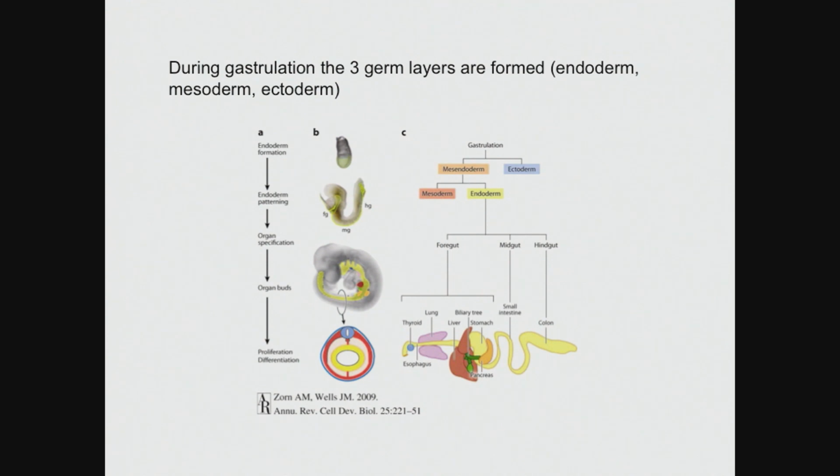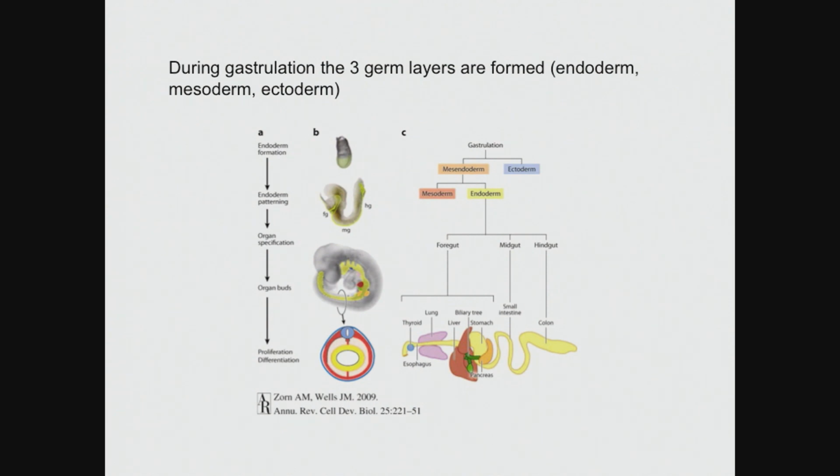So the broad overview is that to generate the 3 germ layers, cells will go from a pluripotent state through gastrulation, and they'll form ectoderm, and they'll form an intermediate state that we call mesendoderm, which will then give rise to mesoderm and endoderm, and we're going to focus on endoderm for this talk.